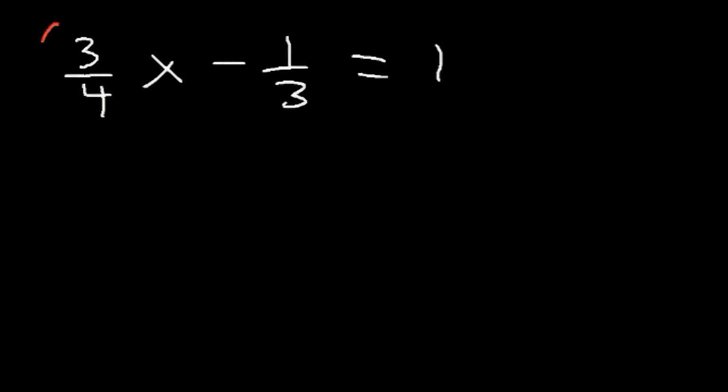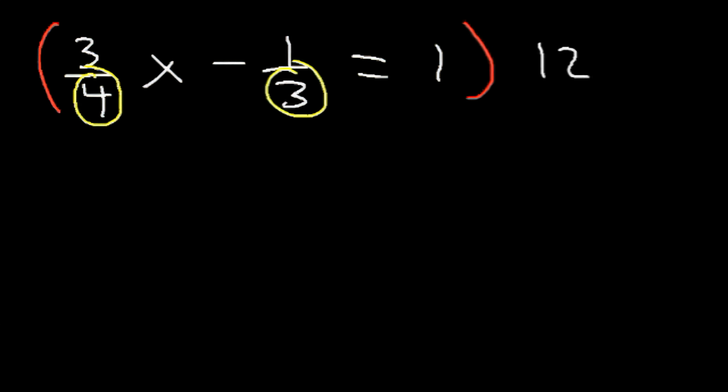Let's try this one. 3 over 4, x minus 1/3 is equal to 1. How can we solve for x in this particular example? When you have many fractions, it's going to help a lot if you attempt to clear away all the fractions. Let's multiply both sides of the equation by the common denominator. The common denominator of 4 and 3 is 12. So let's distribute 12 to each term.